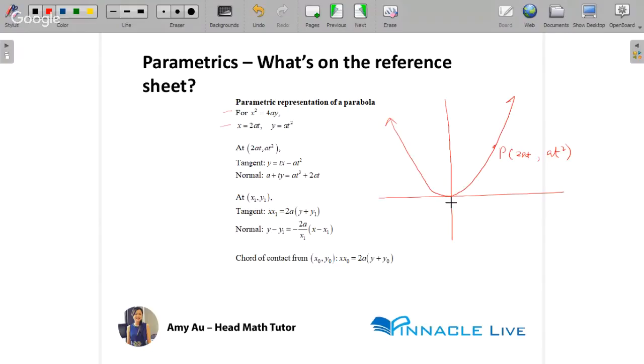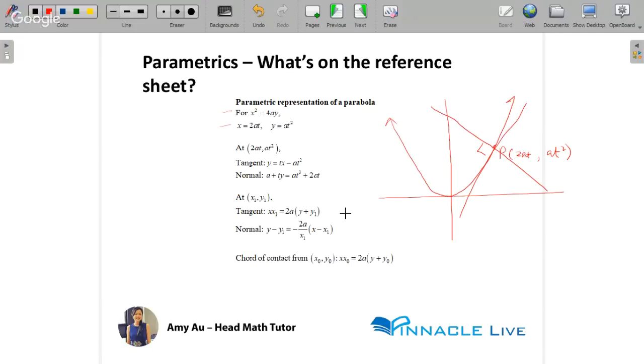If you start with t equals 1, for example, it will tell you the exact point you should be looking at. And at that point, the tangent has that equation: y equals tx minus at squared, and the normal, being a line perpendicular to the tangent, will have this equation.